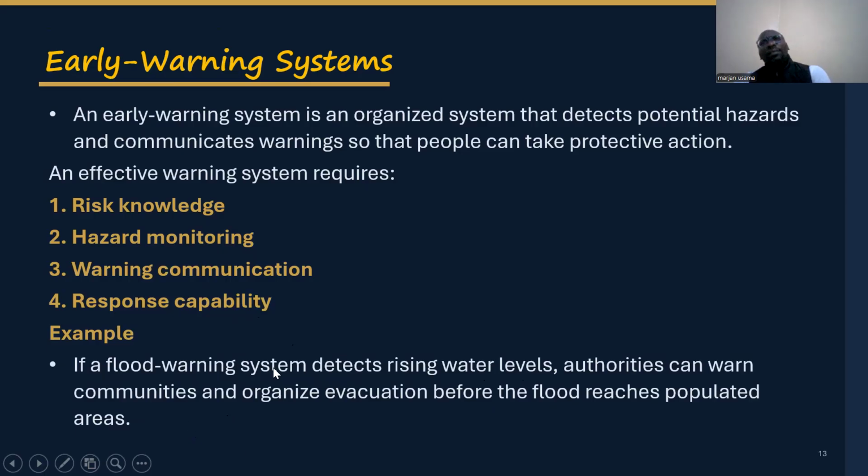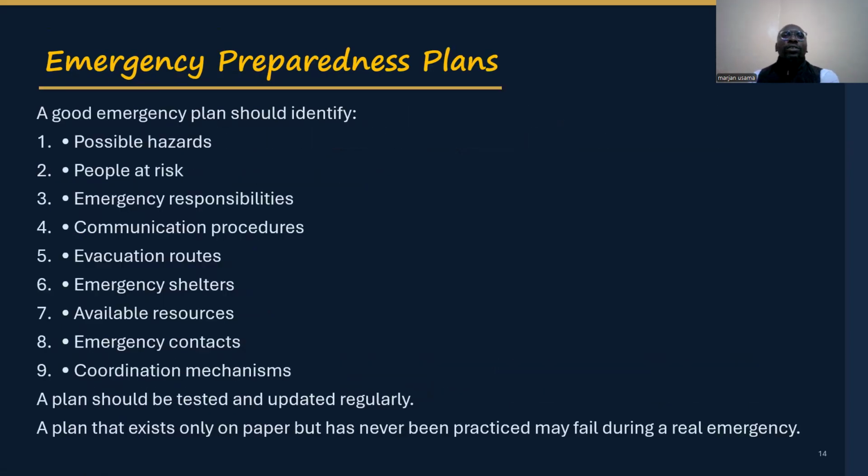So this is an example like I was just explaining a few minutes ago. We can have flood warnings, a system that can help us to detect the levels of water. So if the levels of water are rising quickly, there will be an alarm and the authorities can warn people to take the necessary actions.